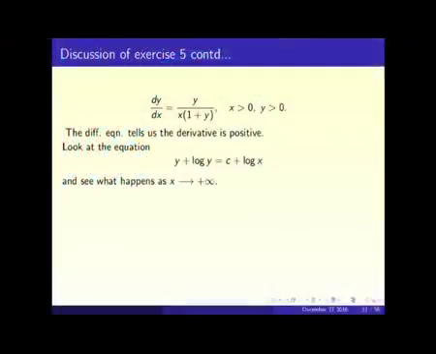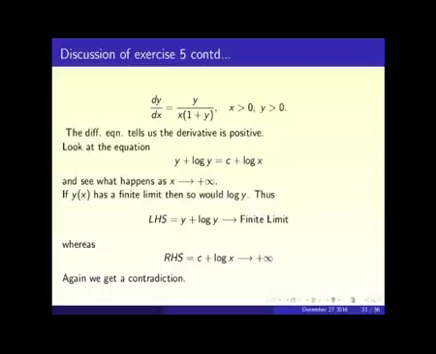Show that y of x goes to infinity, which means we have to show y of x doesn't go to a finite limit. Look at the equation here. If y of x goes to a finite limit, log y will also go to a finite limit. So y plus log y will have a finite limit. C is a constant and x is going to infinity, so log x is going to infinity. So again, you're going to get a contradiction. So what is it that we have concluded? As x goes to infinity, compulsorily y must also go to infinity.